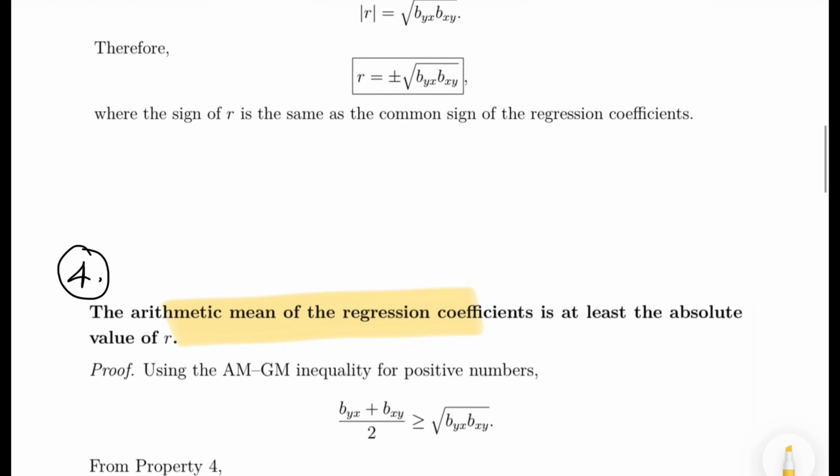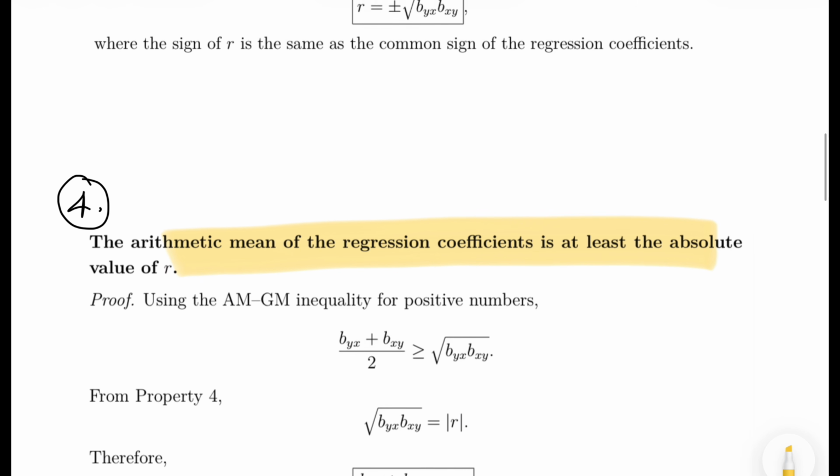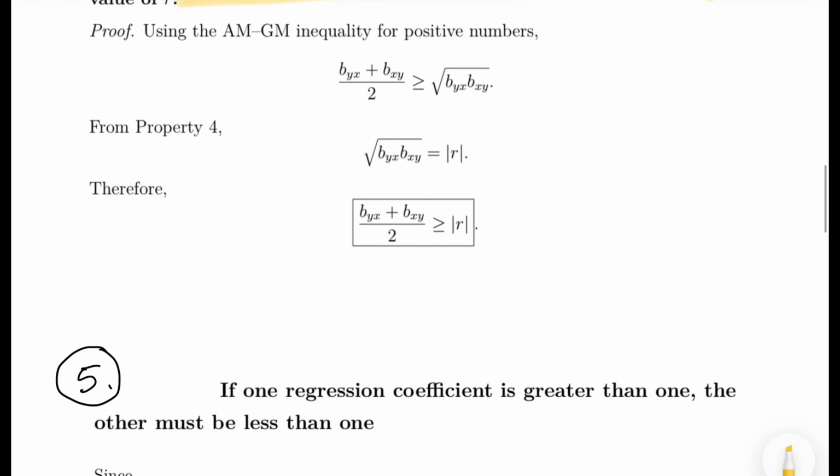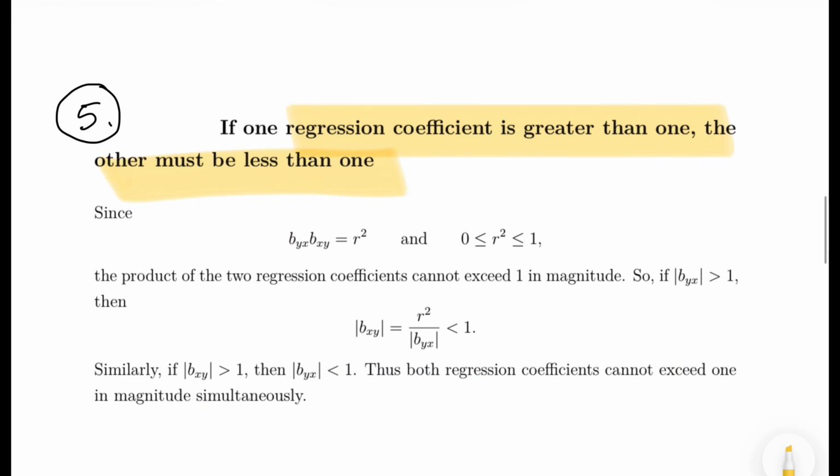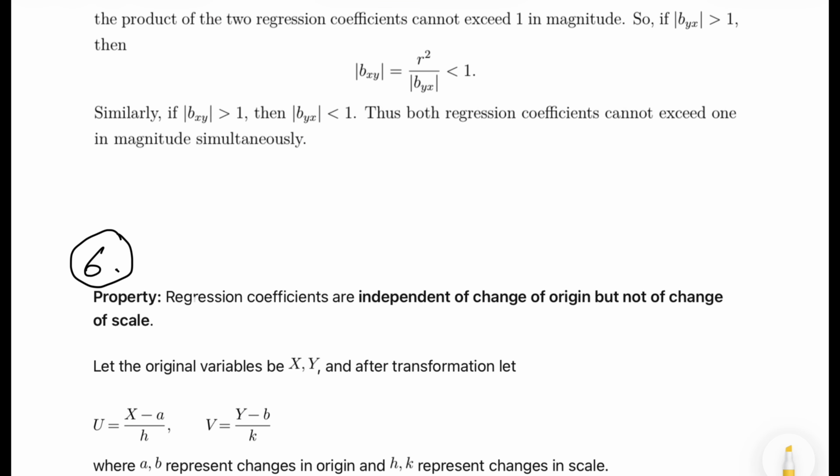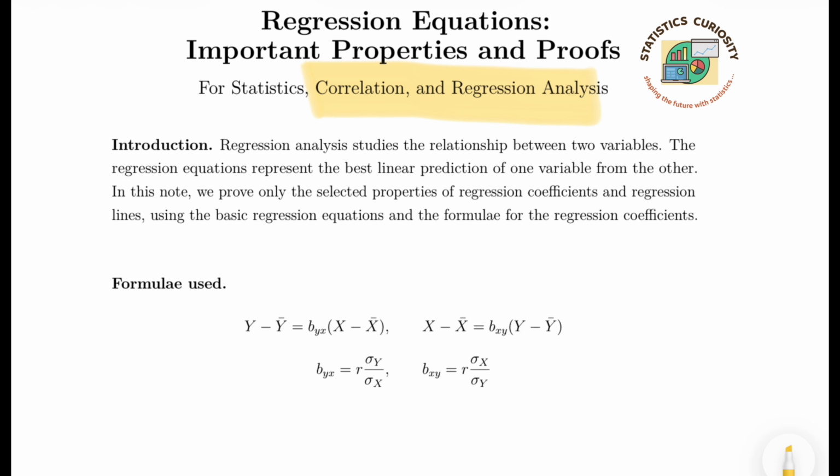The arithmetic mean of regression coefficients is greater than the correlation coefficient. And if one regression coefficient is greater than 1, then the other must be less than 1. And also the regression coefficients are independent of origin and scale. And for exams, the proofs of these properties are always very important.